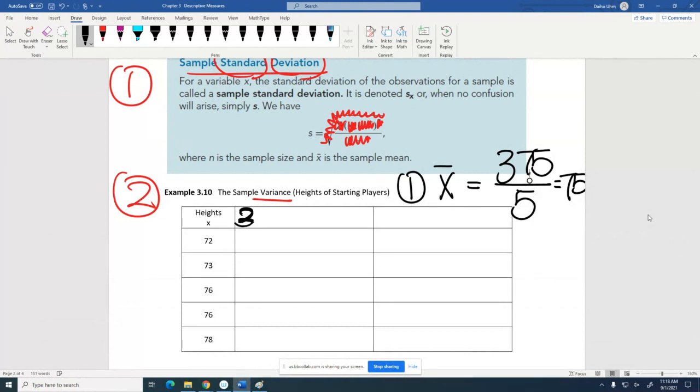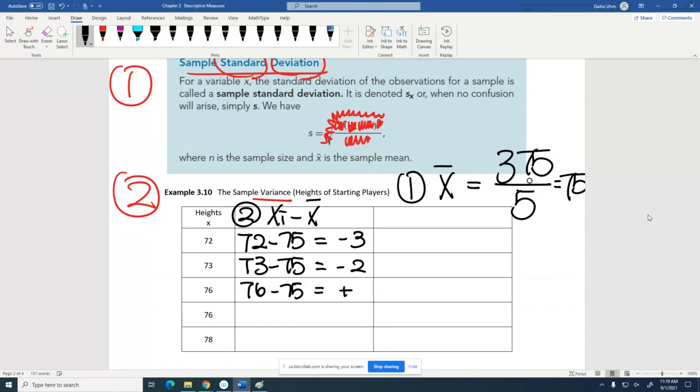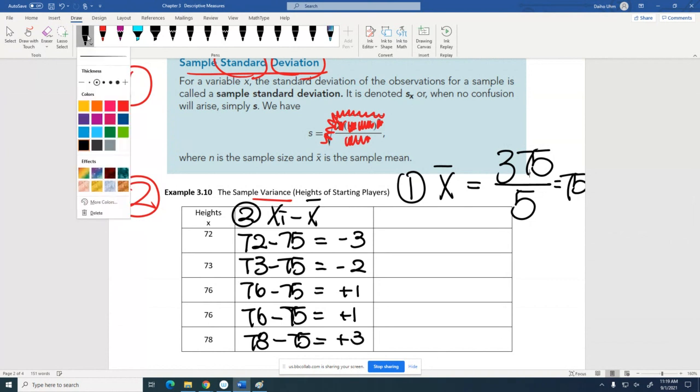Step number 2, take the difference. 72 minus 75, the mean, negative 3. 73 minus the mean, negative 2. 76 minus 75, that will be positive 1. 76 minus 75 again, positive 1. Last one, 78 minus 75 is a positive 3. Take the difference. Second step.